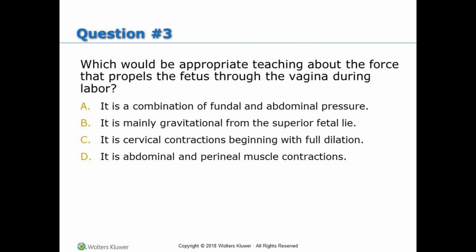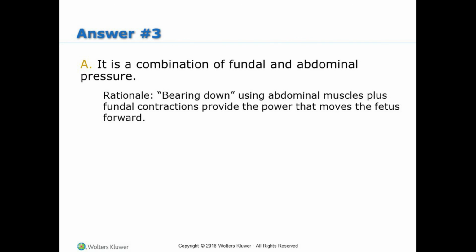Question: which would be appropriate teaching about the force that propels the fetus through the vagina during labor? A, it is a combination of fundal and abdominal pressure. B, it is mainly gravitational from the superior fetal lie. C, it is cervical contractions beginning with full dilation. D, it is abdominal and perineal muscle contractions. Answer A. Rationale: bearing down using abdominal muscles plus fundal contractions provide the power that moves the fetus forward.